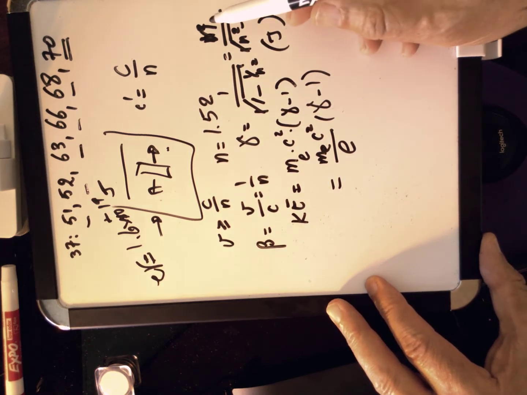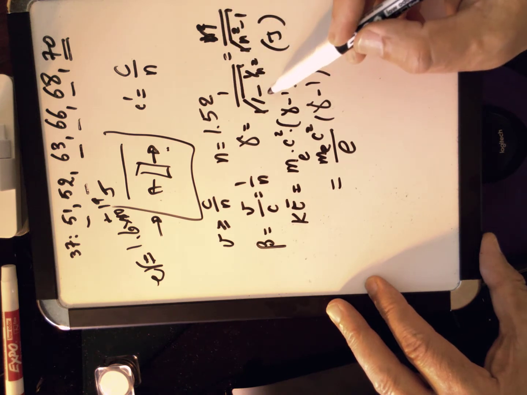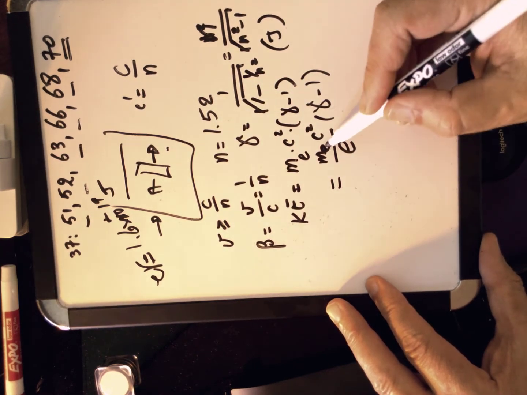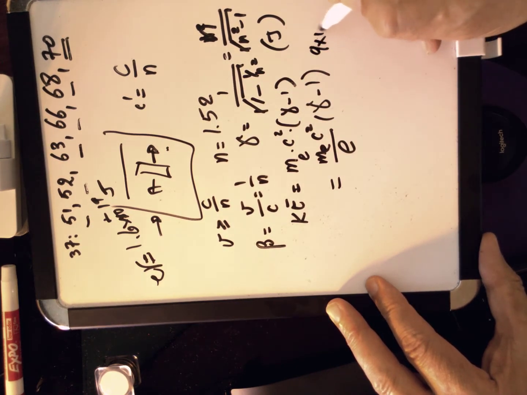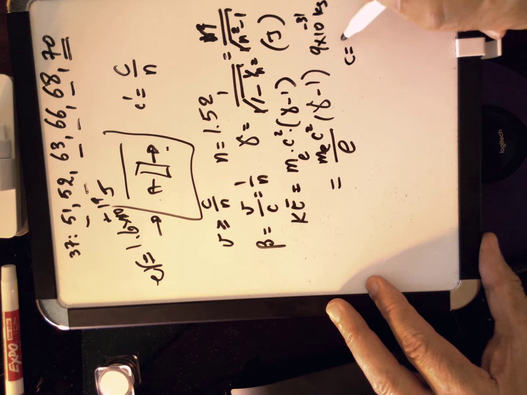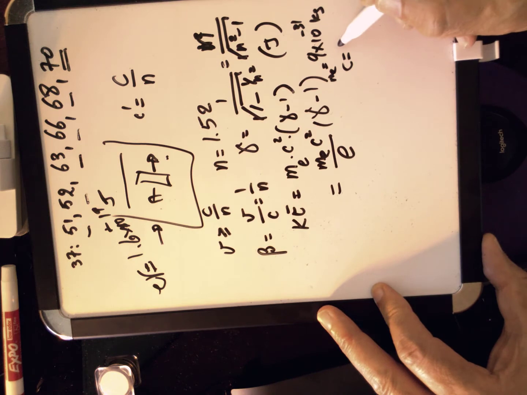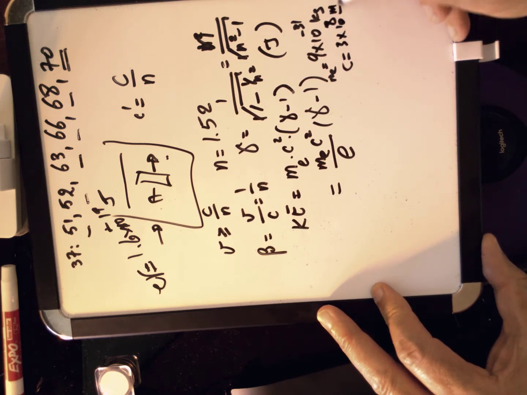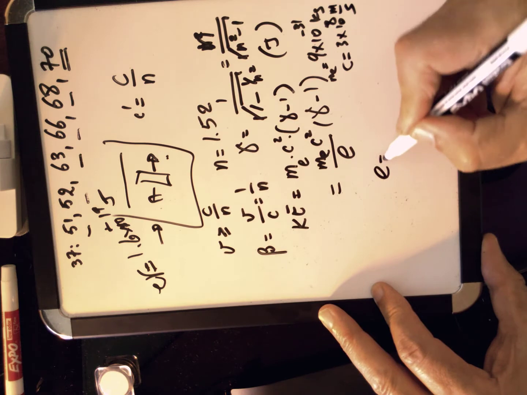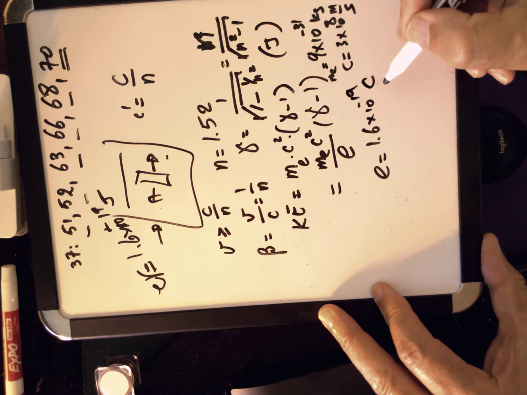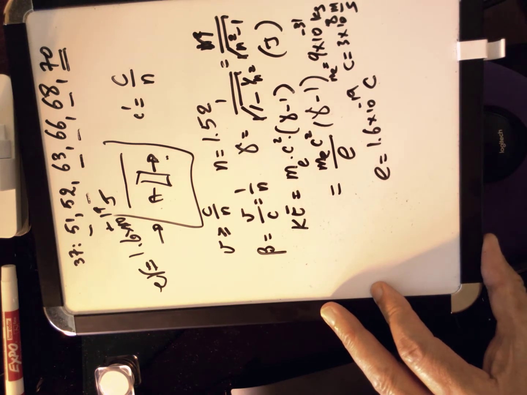So I have gamma, which is given by 1 over the square root of 1 minus 1 over n squared, and n is given as 1.52. The mass of the electron is 9 times 10 to the negative 31 kilograms. c I'm going to take to be 3 times 10 to the power 8 meters per second. And the charge of the electron, I'm going to take to be 1.6 times 10 to the negative 19 coulomb. And if I do that, this kinetic energy is going to be exactly in electron volts.